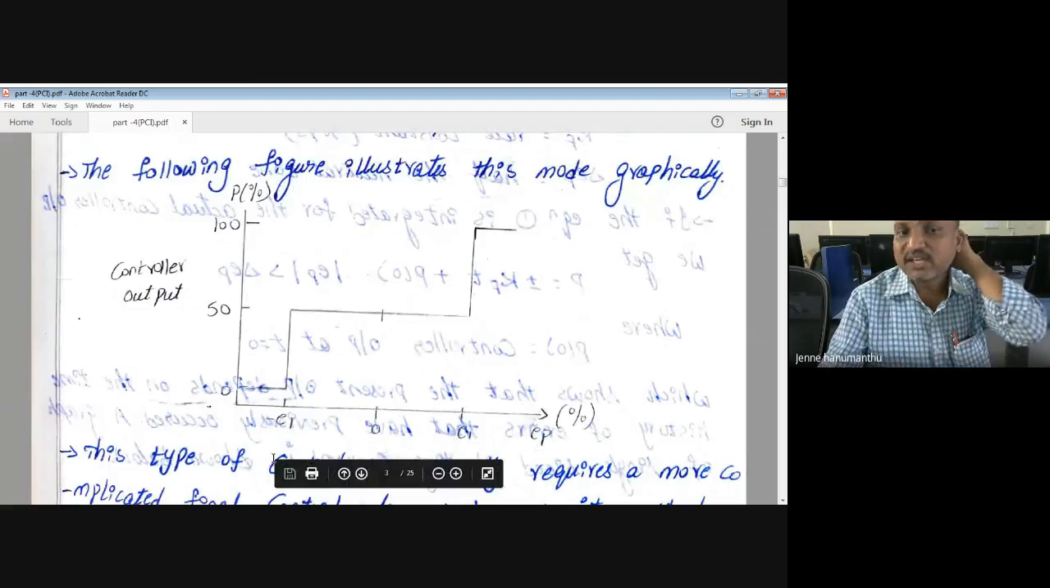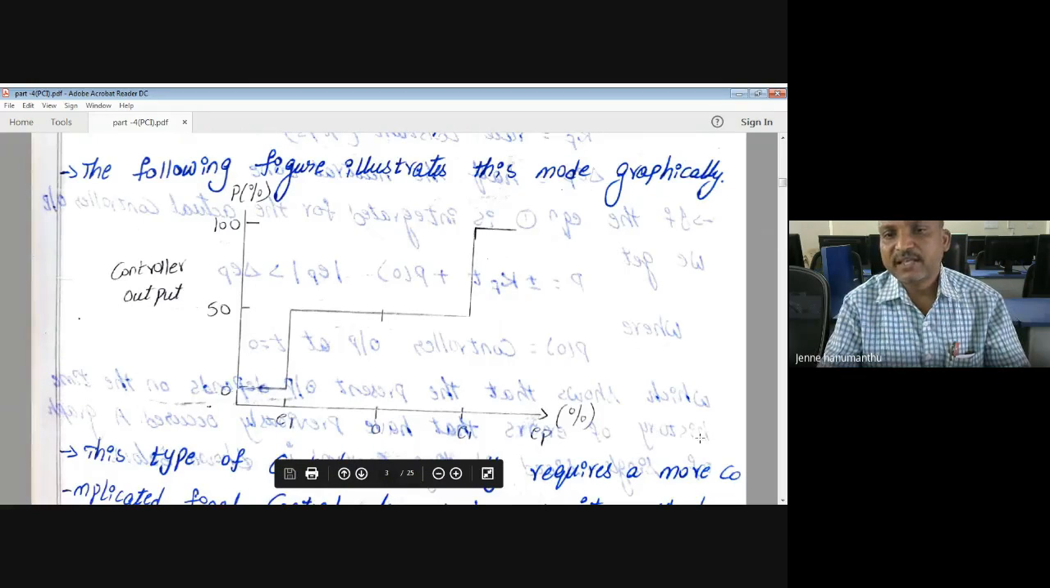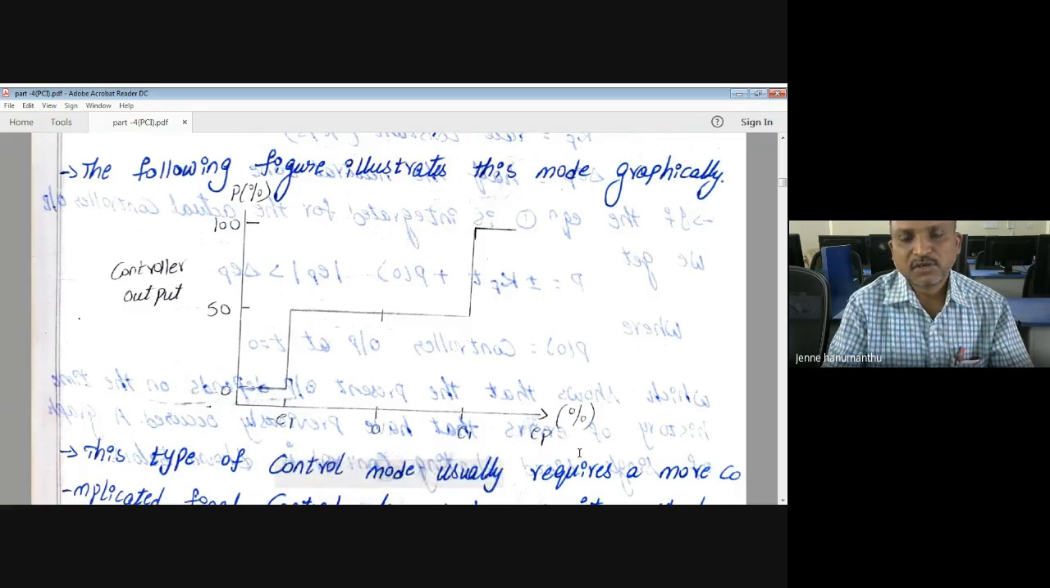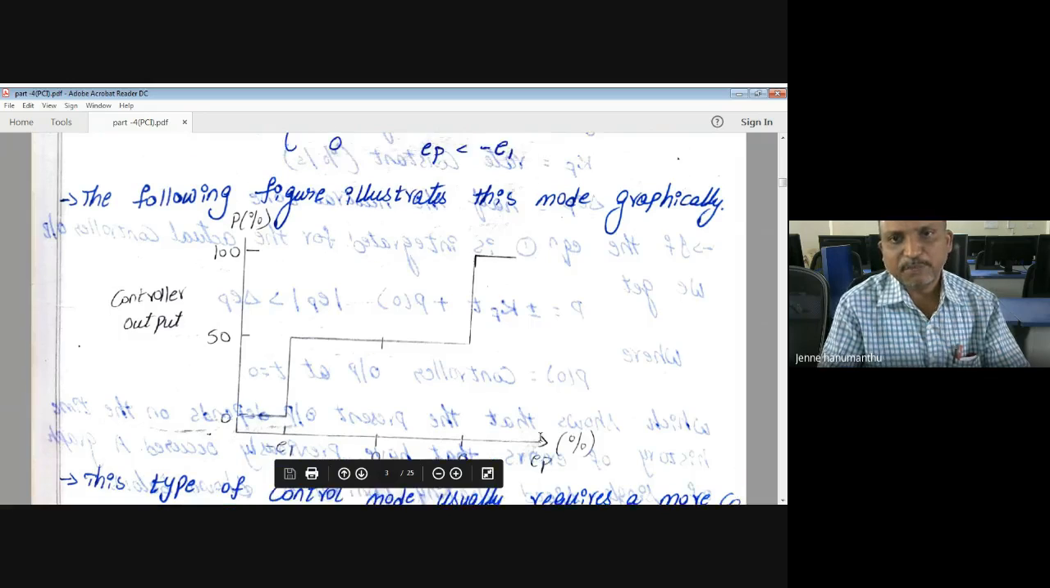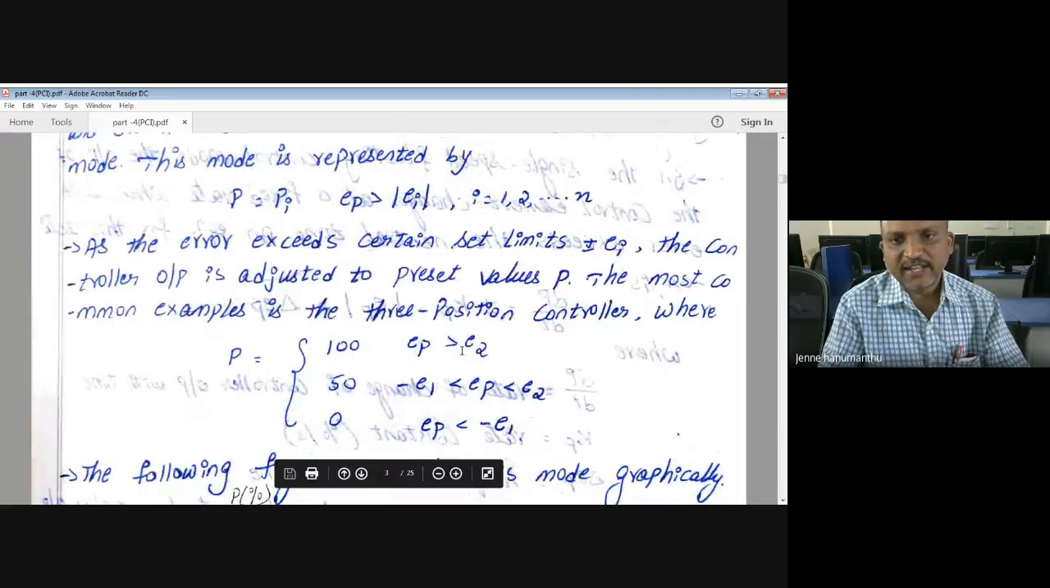Here we are drawing the graph between error E P and P, where P refers to the controller output. We are plotting the error versus control output P. For reference 0, if E P is greater than E2, the output is 100%.